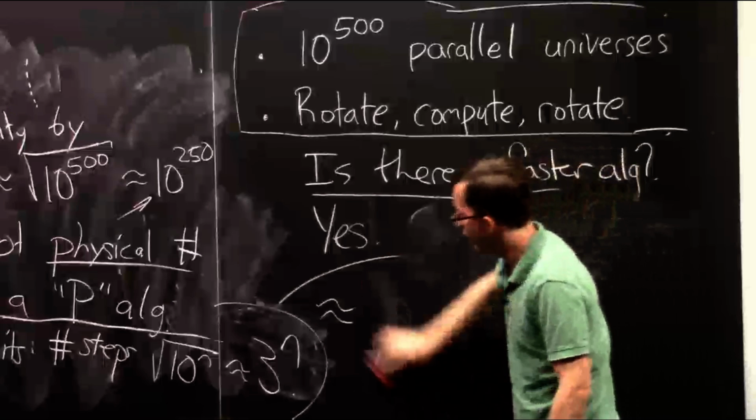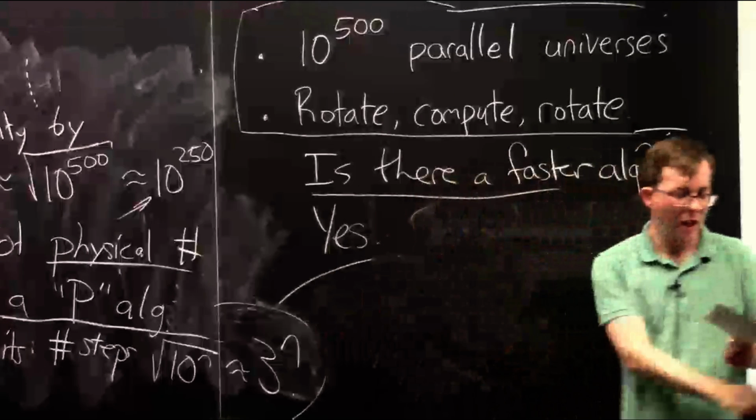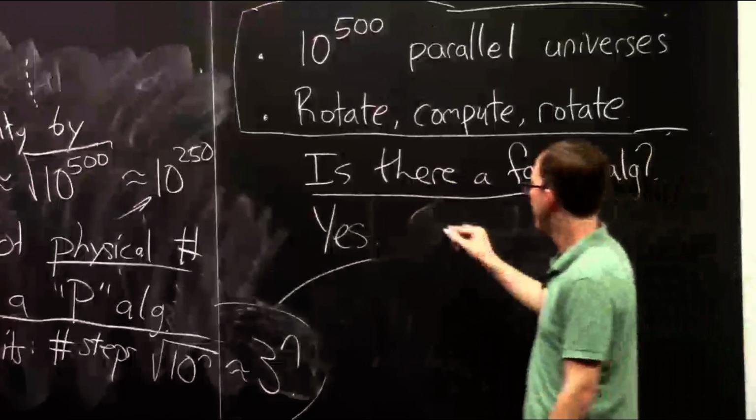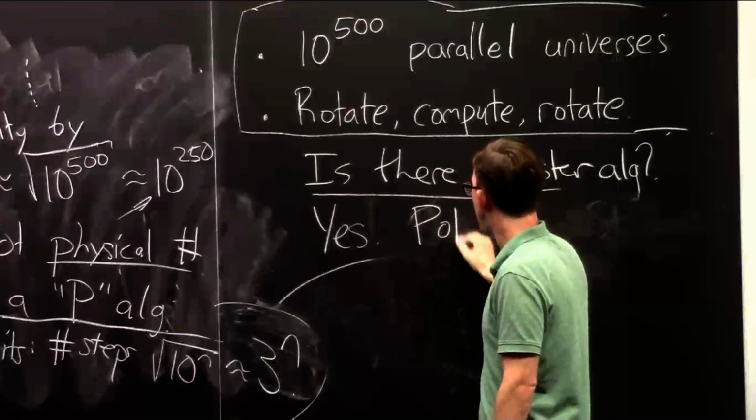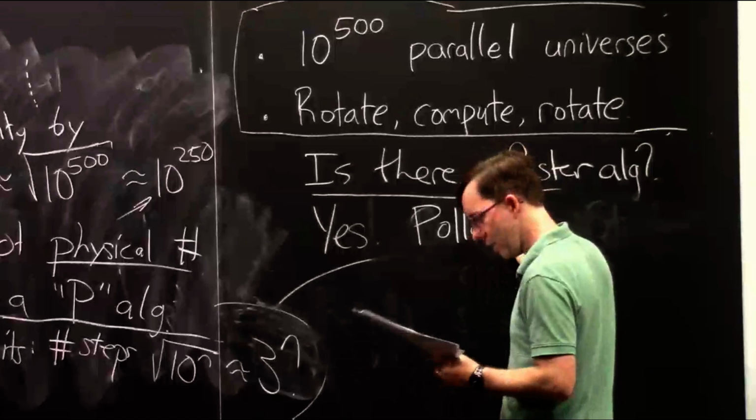So this is just for the sake of your culture. The fastest known algorithm for factoring is due to Pollard from '96.